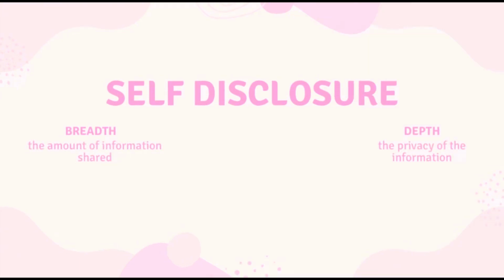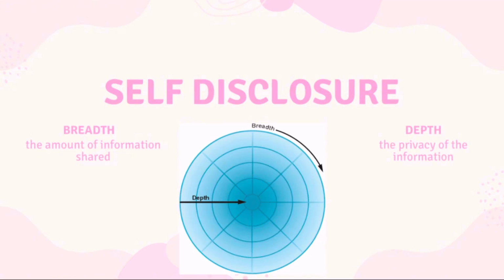Self-disclosure is measured by breadth and depth, in which breadth is the amount of information shared and depth is the privacy of the information. In casual relationships, there is usually a lot of breadth but not much depth. In intimate relationships, there is depth in at least one, if not many, categories.